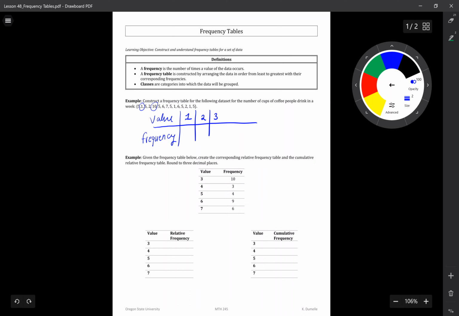Again, this represents how many cups of coffee somebody drinks in a week. 4, 5, 6, 7, 8, 9, 10.